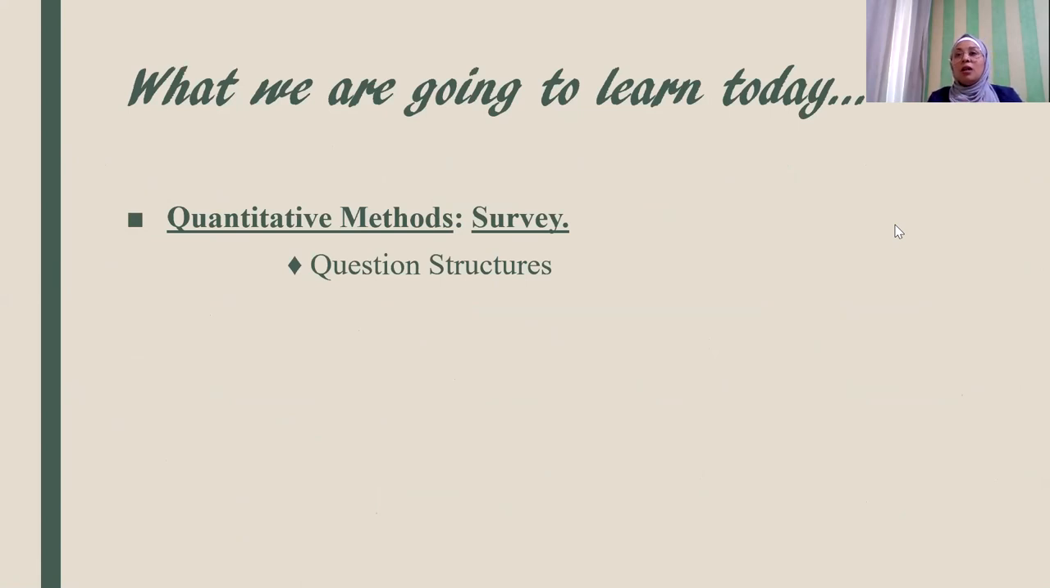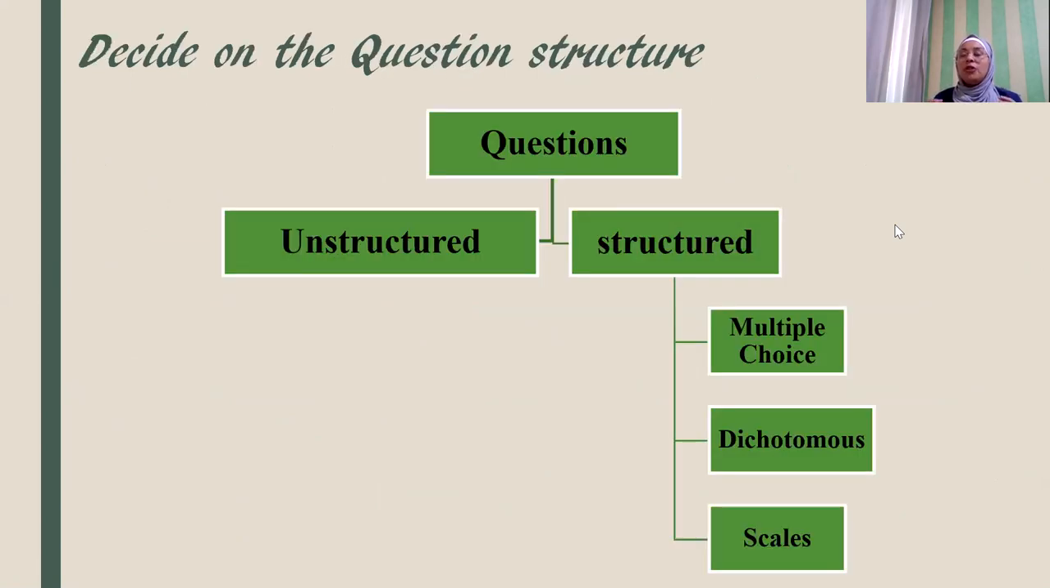Okay, this was the last thing that we should have ended last time, but I couldn't have the time to end it with this part, but this is the last part. Today we are going to talk about the structure of the questions. By the structure of the question here, I'm talking about the different types of questions that can be added or put inside a questionnaire or a survey. We have two big types of questions. The first type is called unstructured questions.